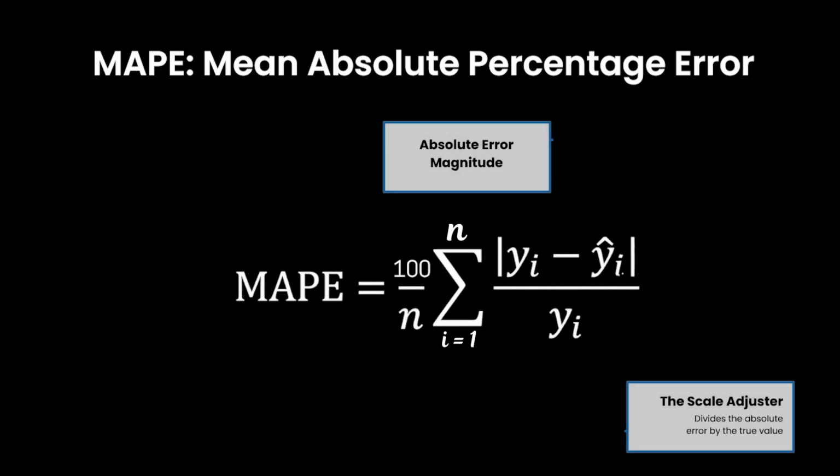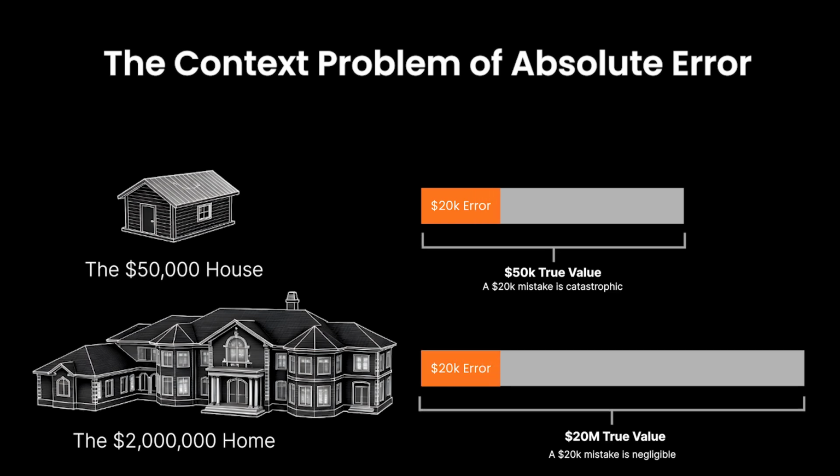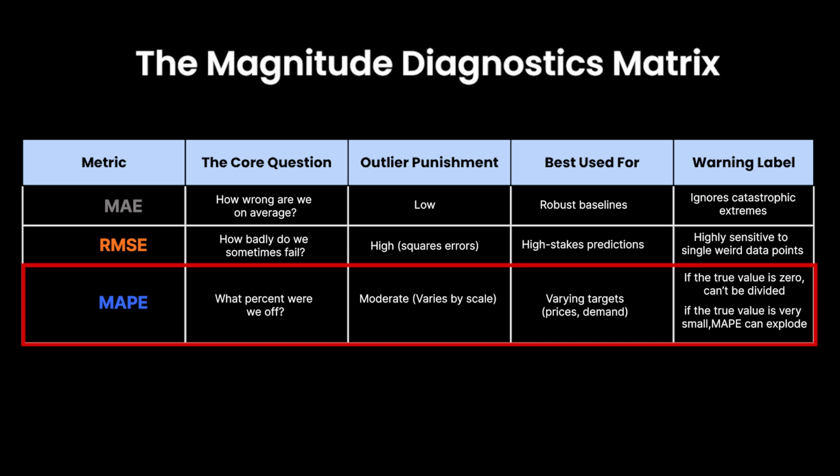It's called MAPE, mean absolute percentage error. Because sometimes a $20,000 mistake is huge and sometimes it's small. Being off by $20,000 on a $50,000 house is catastrophic. But being off by $20,000 on a $2 million home is not that bad. So MAPE measures error relative to the true value. It's scale aware and it adjusts the error to the size of what you're predicting. What makes it useful is when your values vary very widely, like prices, revenue, or demand. It's a good metric to keep in mind.